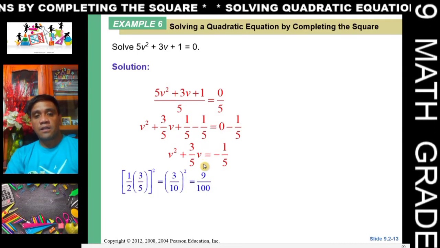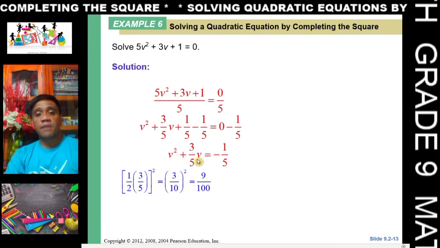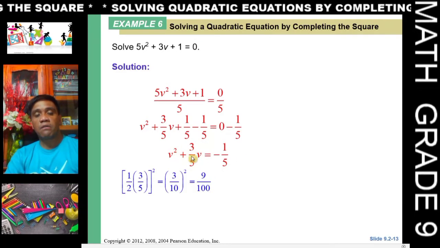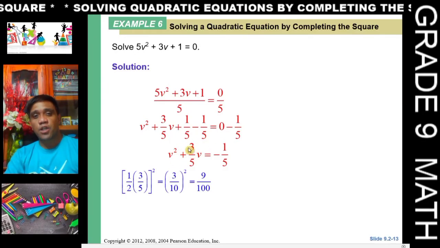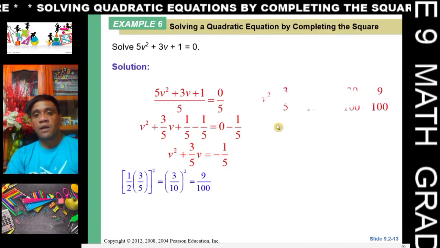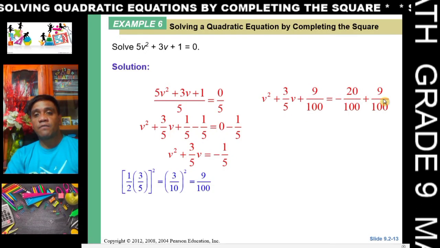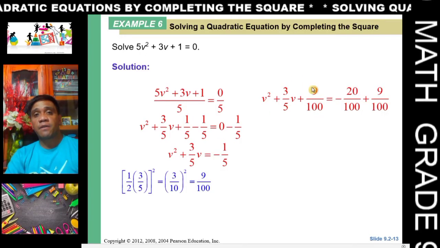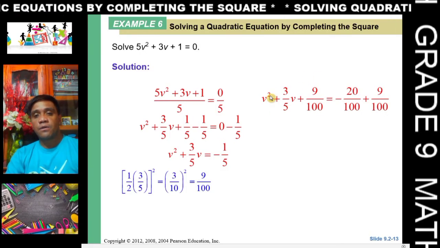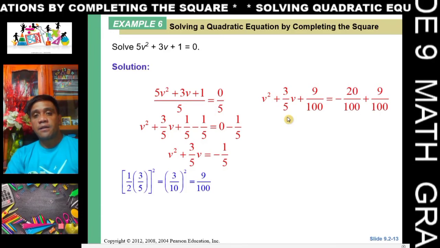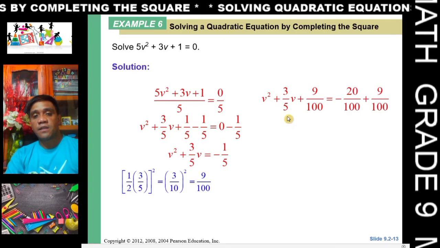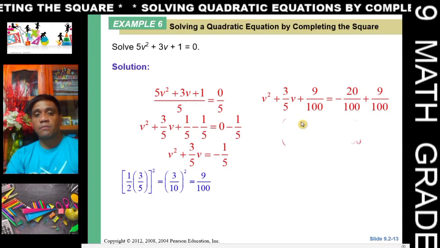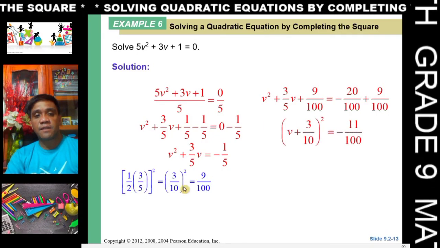So that is the 9 over 100 that must be added to both sides of the equation, since what we are looking for here is the perfect square trinomial. So as you notice, we now add both sides by 9 over 100. So the left side of the equation is now a perfect square trinomial. Then the factor of this is v plus 3 over 10 quantity squared, because the half of 3/5 is 3 over 10.